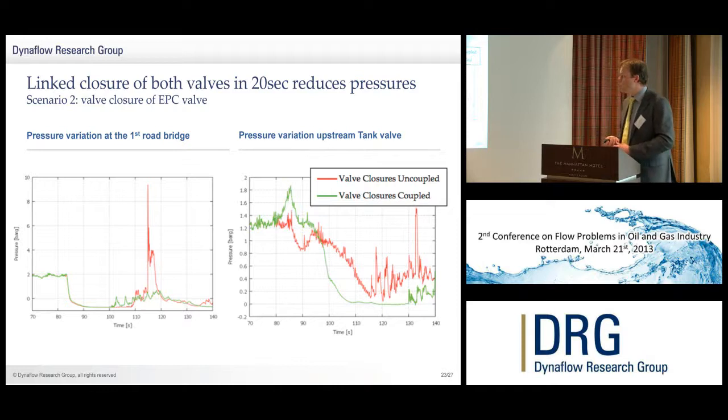So we show you some of the results that we achieved. The first one is the coupled closure of both valves. This is the ERC valve scenario, where the valve at the loading arm will be closed, and simultaneously, while it is closing, we also close the valve near the tank. This is scenario 2. And what you see here is the green line. The red line was the original simulation, and with it coupled, you see that this enormous pressure spike is much smaller. The same you'll see upstream of the tank valve. So between the tank valve and the tank, the pressures are also much lower, and you can see that it comes to rest much more easily.